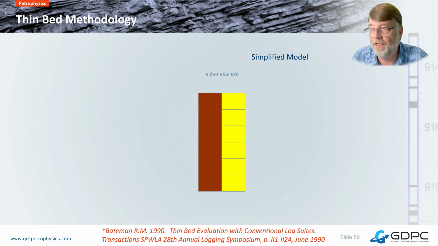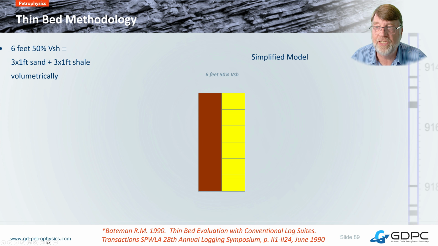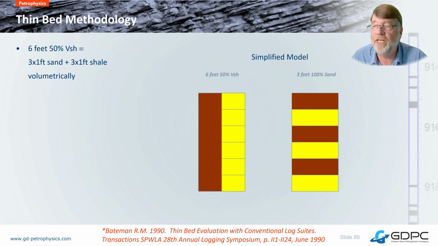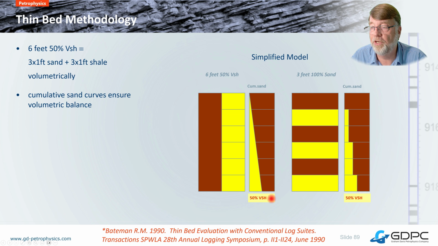So what Bateman said was that if you imagine you have 6 foot of 50% V shale in a simplified model. So this is 6 foot of rock and it's 50% V shale. Well, actually, you could consider that to be 3 1-foot sands and 3 1-foot shales, and that would add up to exactly the same thing. If you accumulate the sand from the top to the bottom, overall it's still 50% shale, and it's still 50% shale in the discrete version as well. And so these interpretations are volumetrically balanced.